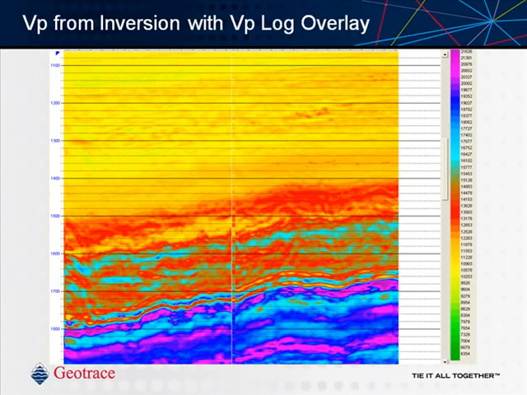So here we have an example of that inversion. This is the VP log overlaid on top of the VP inversion. Our target is right here, in this red and yellow. This is our Edwards B porosity zone. So this is the VP with the overlaid VP log.